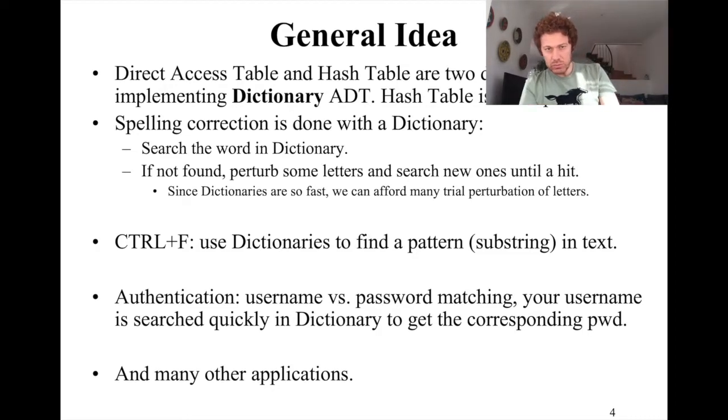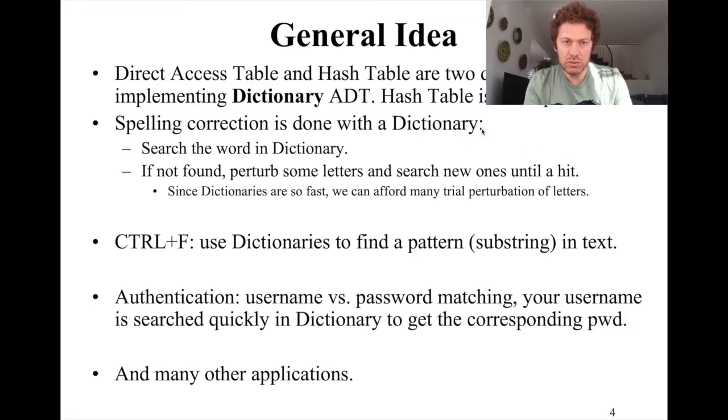Hash is a very popular word, but if you look at the big picture, we are basically implementing the dictionary data structure. Hash table is one way to implement it. The other way is direct access table. I will show you the difference in a second. Hash table is more practical. Mainly, the problem with direct access table is its space complexity.